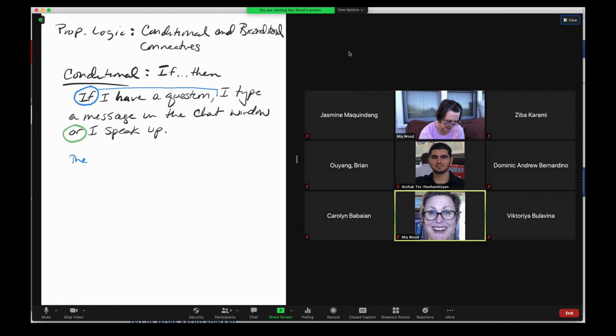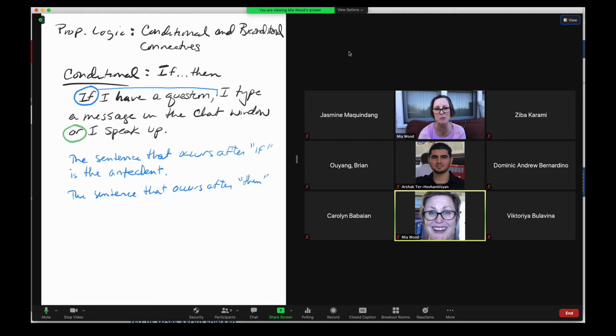The sentence that occurs after if is the antecedent, and think about the language that we're using, right? Antecedent, that means ante is what is before, right? Antecedent, I can spell, right? And the sentence that occurs after then, whether the then is explicitly asserted or just implied, is called the consequent.